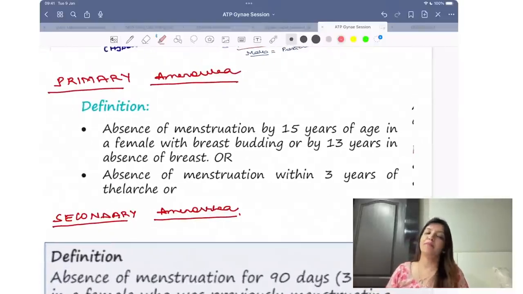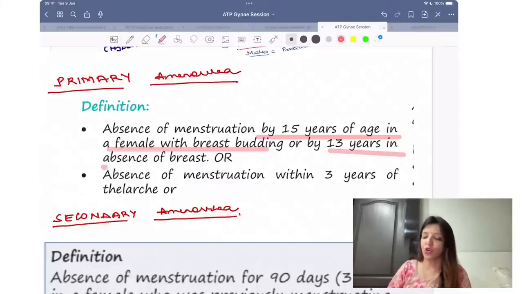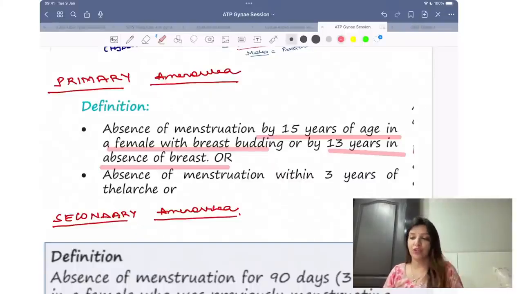Coming to primary amenorrhea. Now, the definition of primary amenorrhea, so many questions are asked on it. Please remember, primary amenorrhea means a female has not experienced menarche by 15 years of age if breast is present, and she has not experienced menarche by 13 years if breast is absent. So there are two definitions.